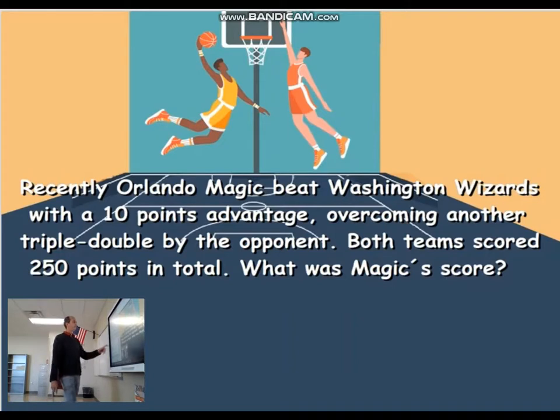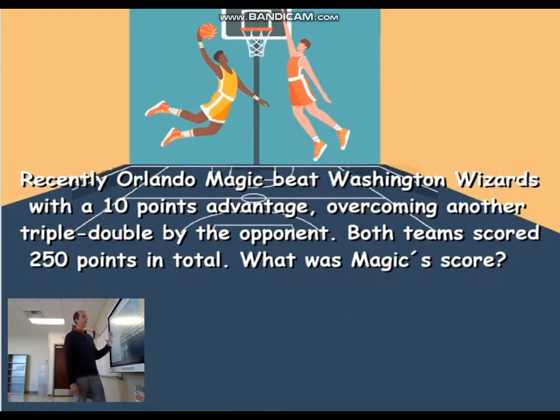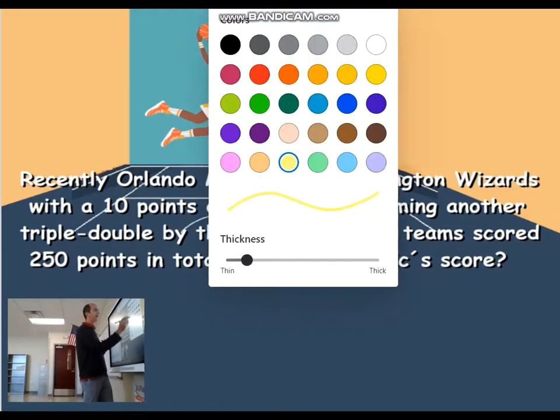And how do you think about solving this? It's not a puzzle, it's kind of a question. If Orlando Magic beat Washington Wizards with a 10-point advantage, and both teams scored 250 points in total, can you find out the Magic's score, the winner's score? And I think so. Let's try.